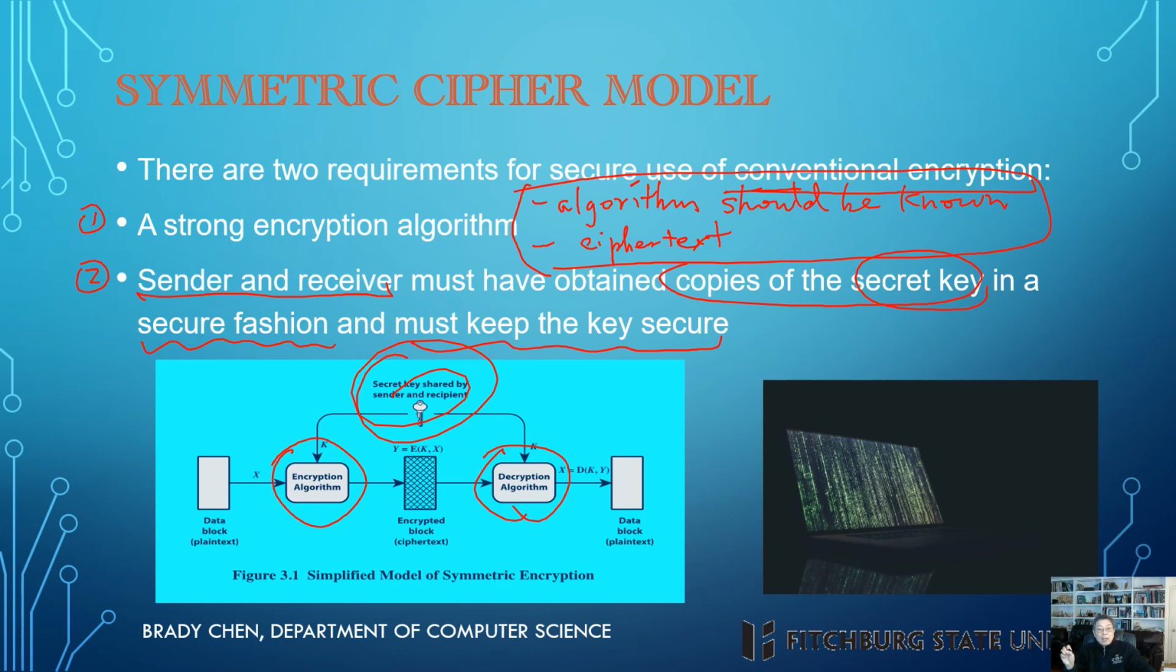Now the second part is related to the maintenance of the secret key, because you have two conditions. One, both sender and receiver are going to share the key. So how can you securely deliver the key from sender to receiver, or from receiver to sender? And the other thing is that once the key is delivered, how can we keep the key secure? These two are very important to make the symmetric cipher model work. It sounds simple, but it's not really that simple.